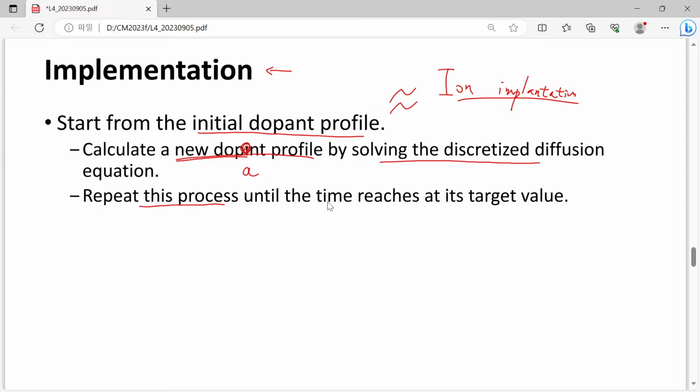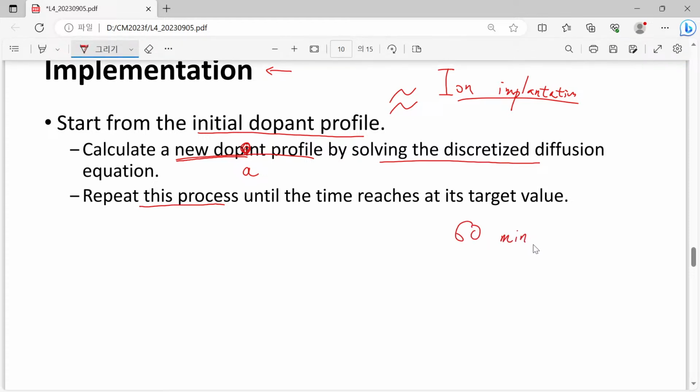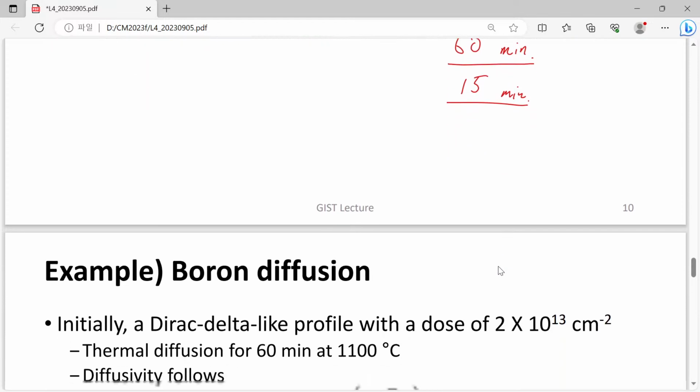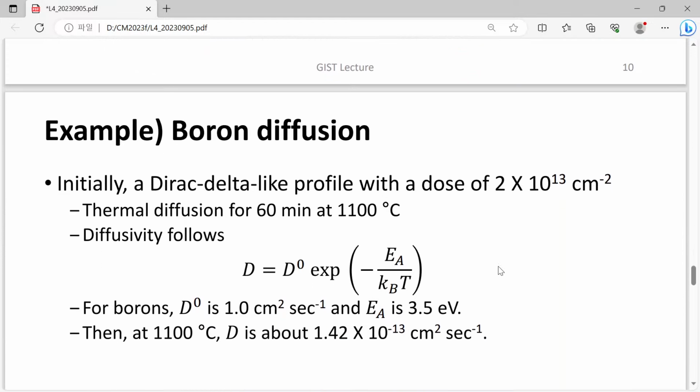So what is the target value? Who decides the target value? Process engineers give you the target value. For example, I just apply 60 minutes, 1 hour, or 15 minutes, a quarter hour. Then please predict the dopant profile. What will be the junction depth? That is the question. So now let's go to an example.